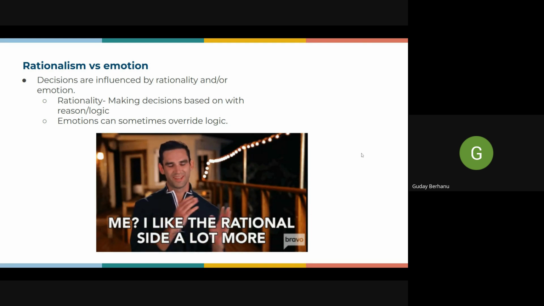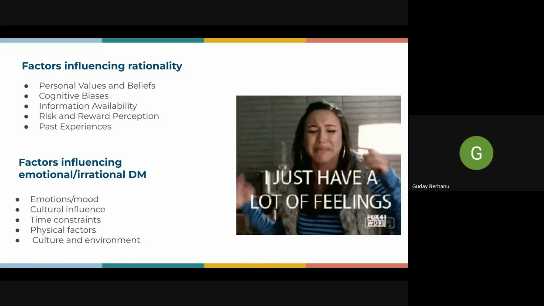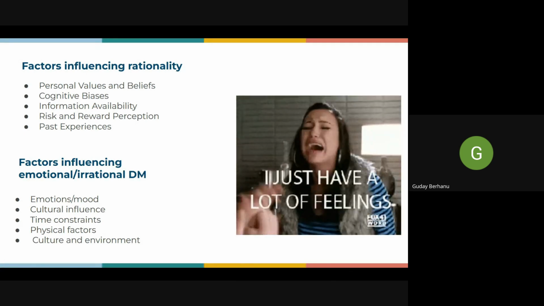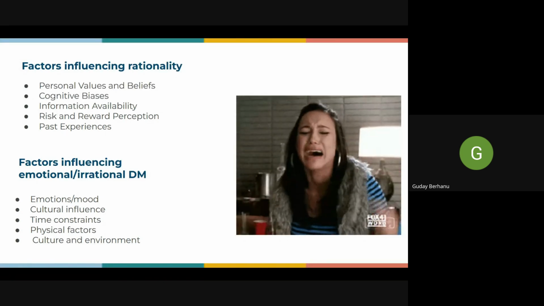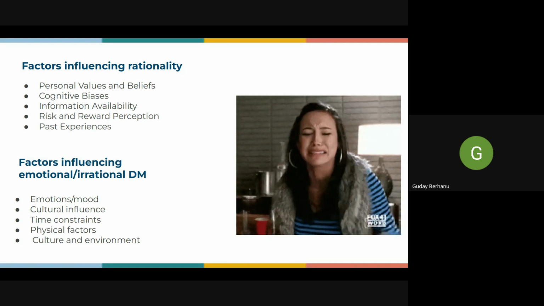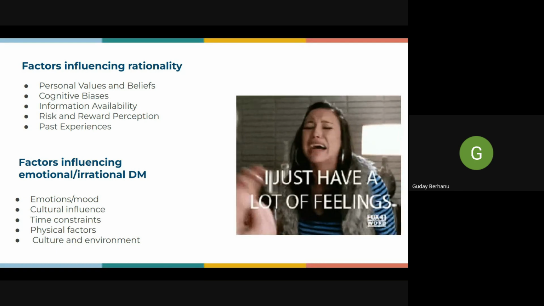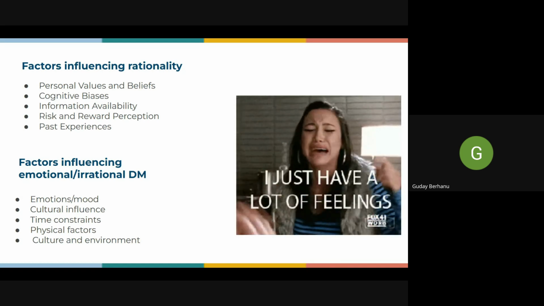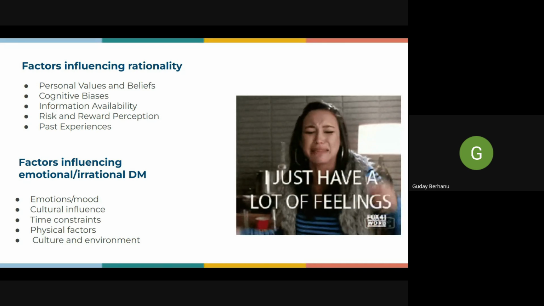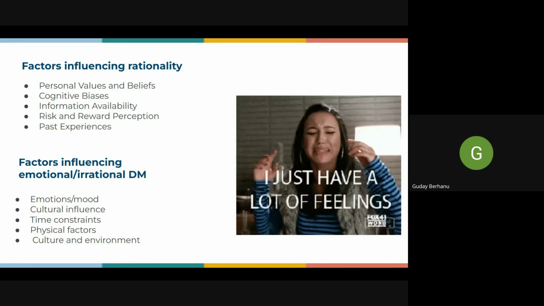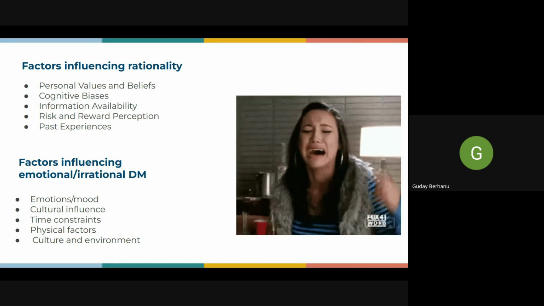So let's see what influences these decisions. Factors influencing rationality in decision making could be values, biases, information, risks, or past experiences. Emotional decision making includes mood, culture, time pressure, or even hunger in some places. 80% of business decisions are skewed by biases. This is one study done by Harvard. For example, a manager may skip promoting someone they dislike, despite them having good skills. Awareness keeps us grounded so that we make good decisions in our daily lives.